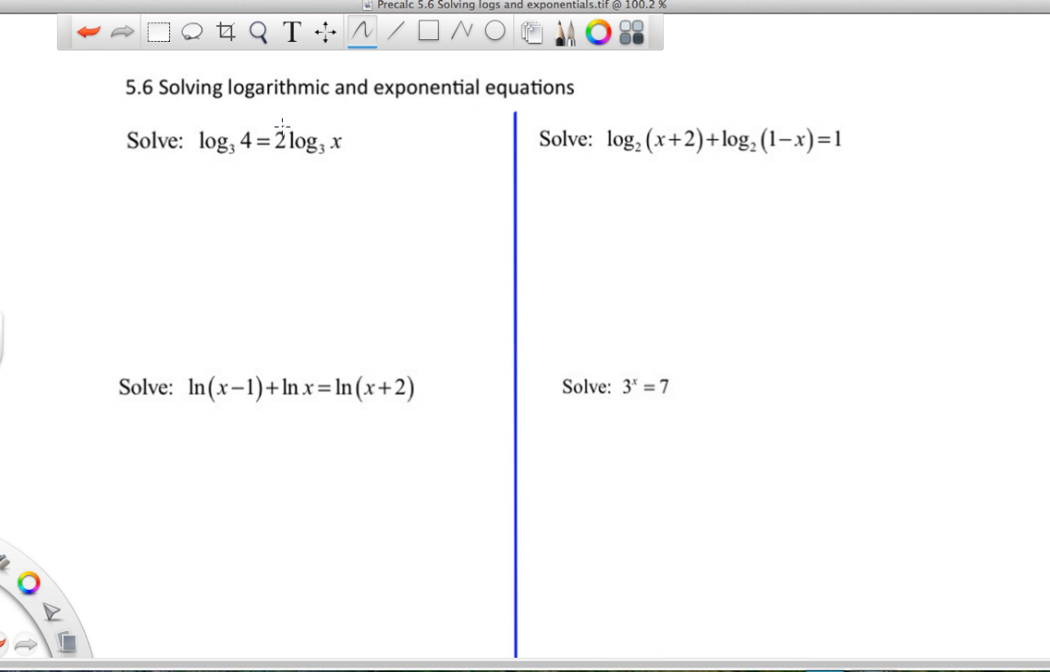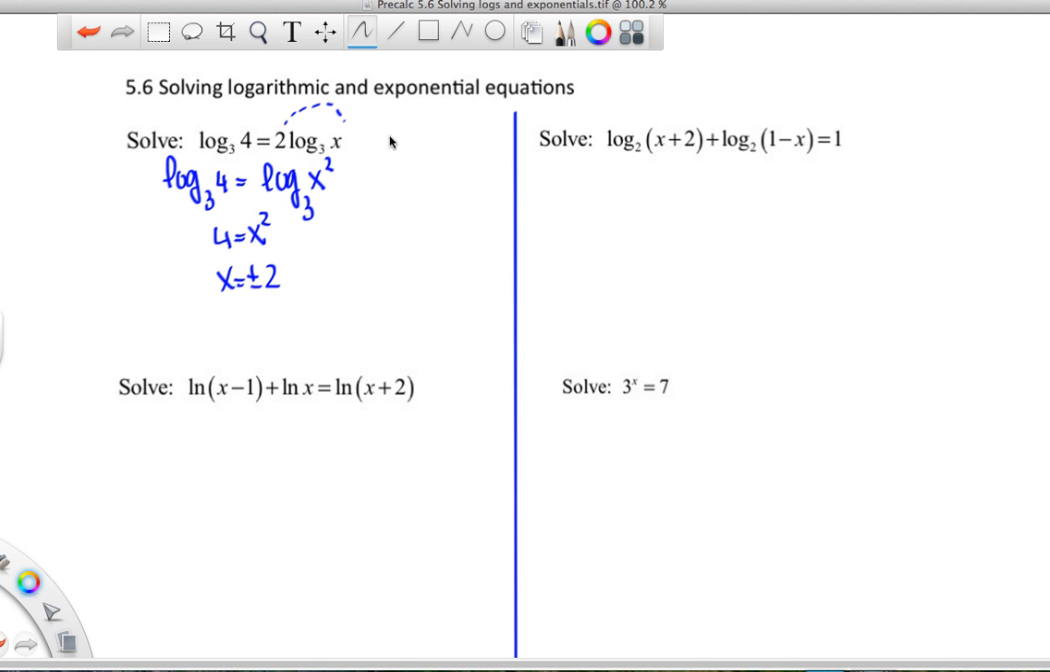This 2 is in the way in the sense that it should be over here with the x. Okay, we can do that because multiplying here means that it could have been an exponent on top of the x. Now these are the same in terms of log 3, log 3. So 4 is equal to x squared. That means that x is equal to plus or minus 2.